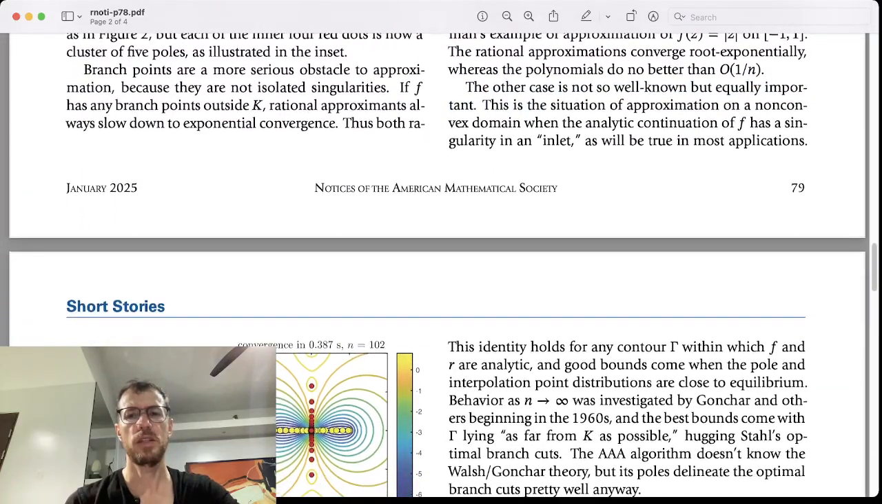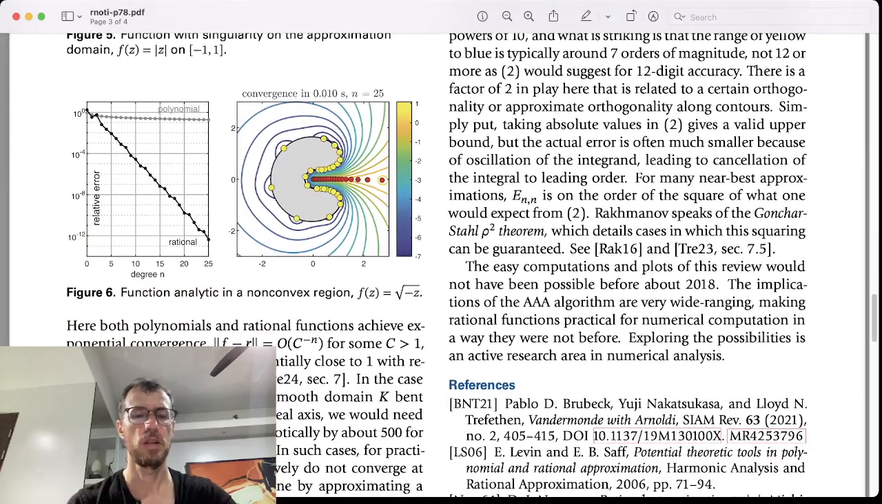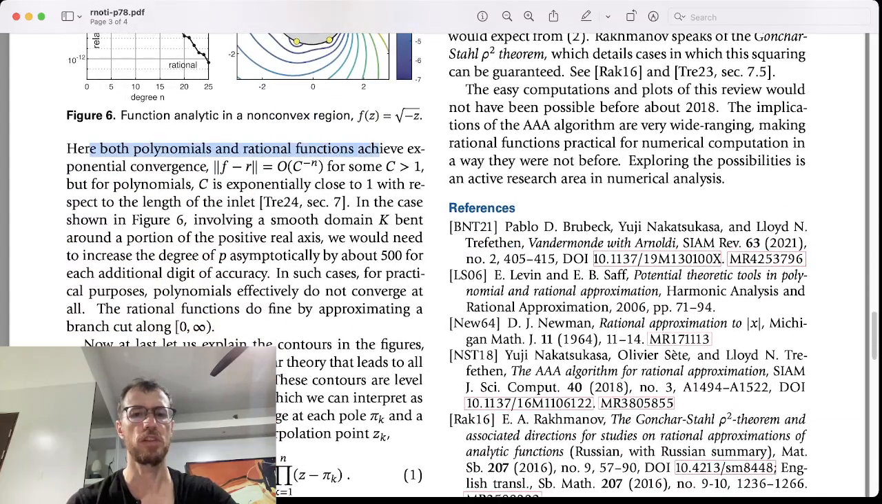The other case is not so well known, but equally important. This is the situation of approximation on a non-convex domain when the analytic continuation of f has a singularity in an inlet, as will be true in most applications. Here, both polynomials and rational functions achieve exponential convergence: infinity norm of f minus r equals big O of c to the minus n for some c bigger than 1.